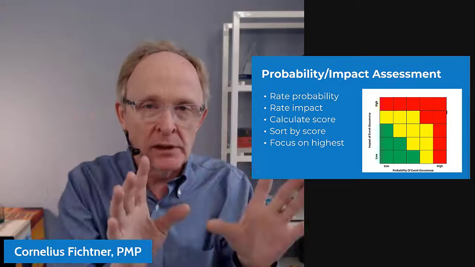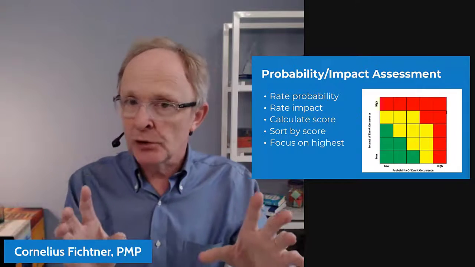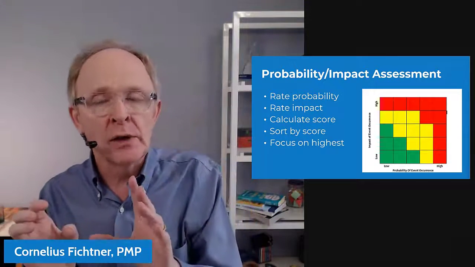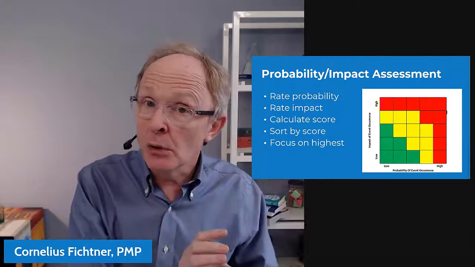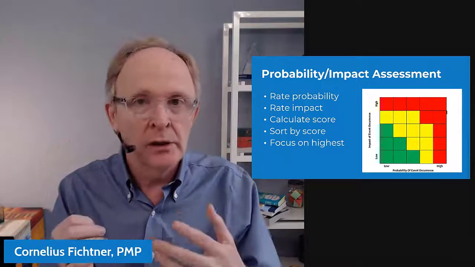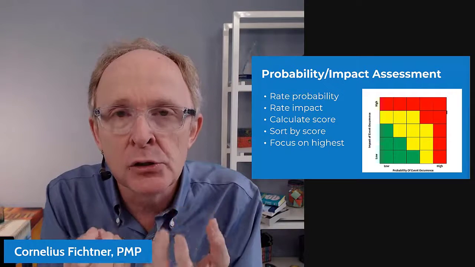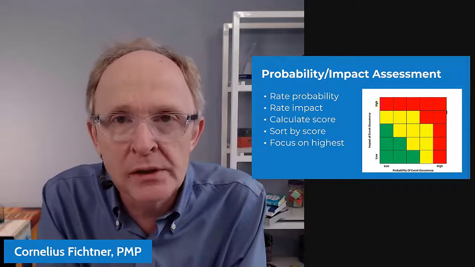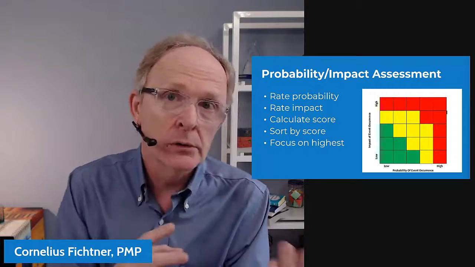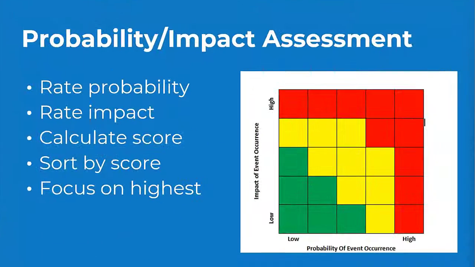But this is only an example, right? On your project, there might be fewer red squares, or there might be a lot more red squares. It all depends on how risk is seen in your organization, right? How much risk you are willing to take or not willing to take. So you have to manage more or less. And that totally depends on the project.